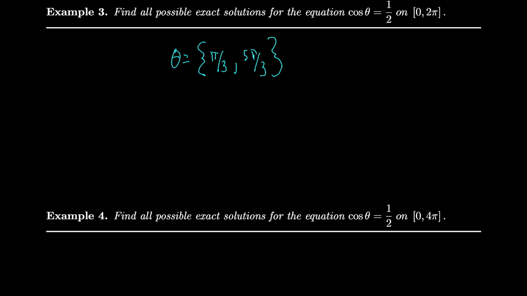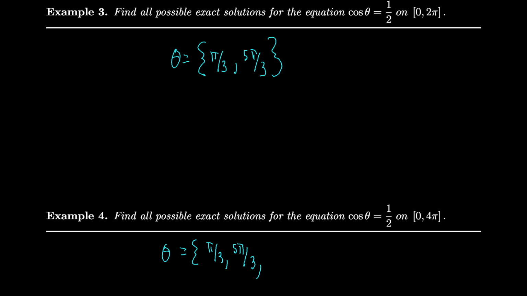Now, this one down here asks one more time. It says, okay, same question except on 0 to 4 pi. So instead of going to 2 pi, you go to 4 pi. Oh, okay. So we're just going to go around one more revolution. So it's obviously going to have the same 2 solutions. So 2 of the solutions are going to be pi over 3 and 5 pi over 3.